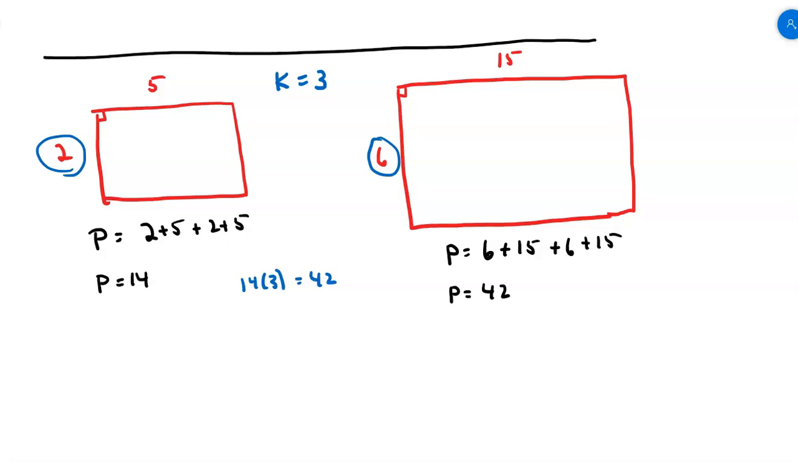It could also work by diagonals, right? Suppose I drew in the diagonal of this rectangle here. Right? Calculate that diagonal, and then calculate the diagonal of this other rectangle.